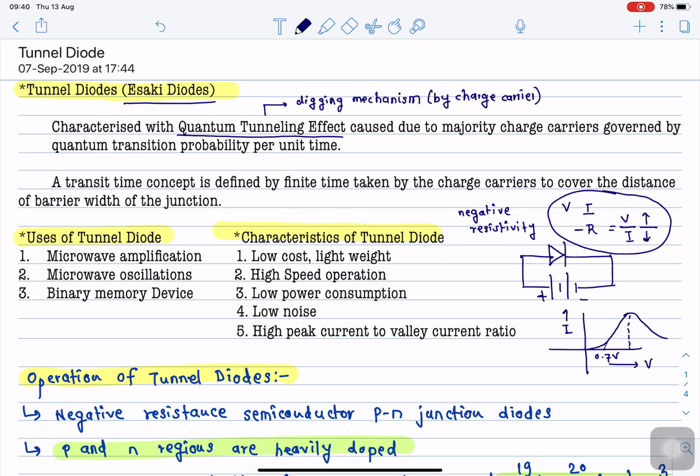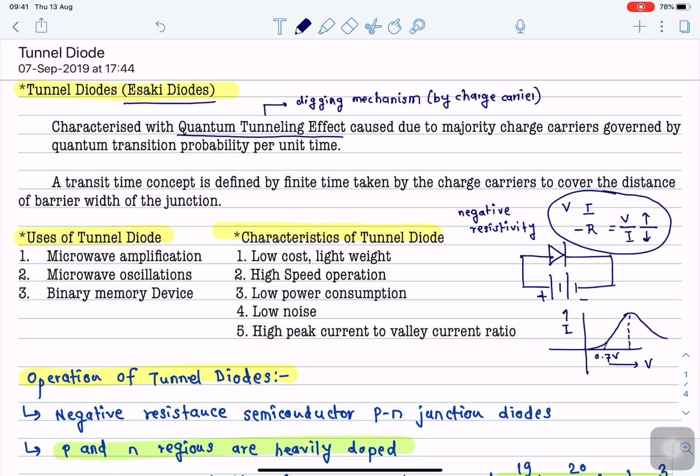Now why is it called a quantum tunneling effect? Because here the digging or penetration of the barrier potential provided by the diode takes place in a discrete way. That means when the charge carriers get released, they behave discretely. So that's why the name quantum tunneling effect is given. The literal meaning is making use of majority charge carriers to penetrate the junction barrier potential of a particular diode. This effect we call a tunneling mechanism.